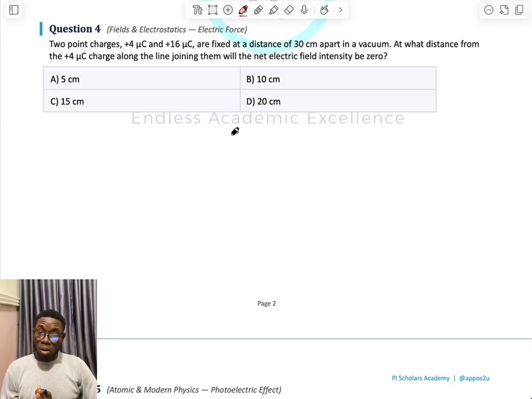Now let's answer question number 4. It is on fluids and electrostatics. We have 2 point charges, 4 microcoulomb and 16 microcoulomb. Both of them are positive charges, and they are fixed at a distance of 30 centimeters apart. So let me quickly sketch that.